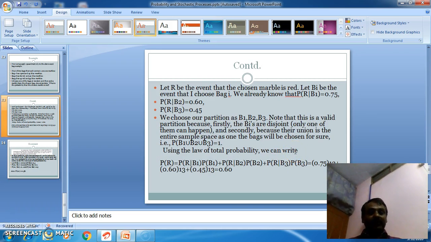We have P of R given B2 is equal to 0.6. P of R given B3 is equal to 0.45. So we can find P of R is equal to P of R given B1 into P of B1 plus P of R given B2 into P of B2 plus P of R given B3 into P of B3, which is equal to 0.6.